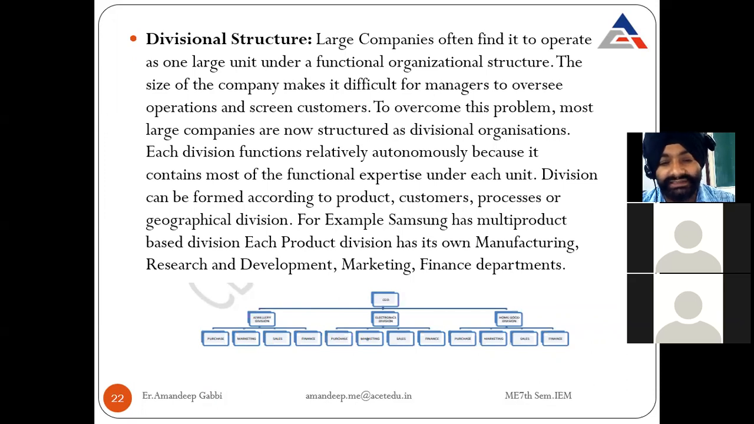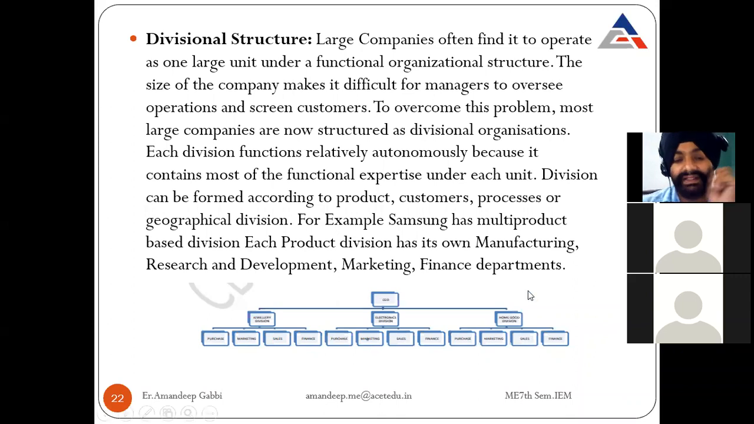For example, Samsung has multiple divisions based on product. Each product division has its own manufacturing, research and development, marketing, and finance department. If there is a large company running a number of businesses, such as a refinery, telecom sector, and goods, to oversee all these businesses they follow the divisional structure.